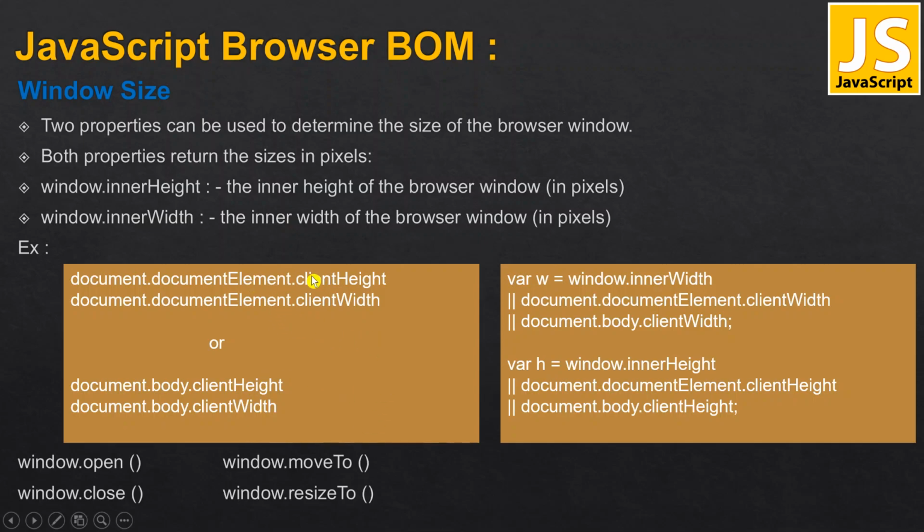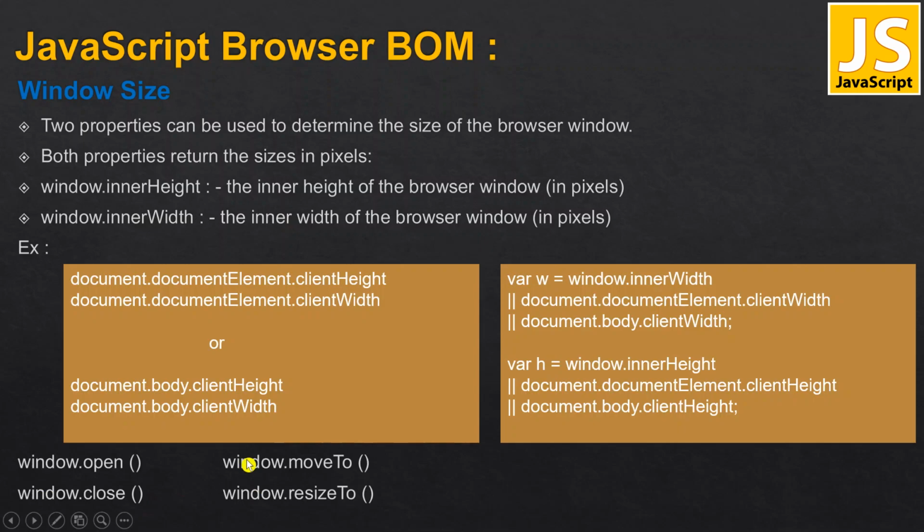If you don't know which browser the user will use, then you can make compound statements like window.innerWidth || document.documentElement.clientWidth || document.body.clientWidth. We store that value in a variable, and the height also in a variable, and then we alert it, or document.write it, to see the window's height and width.